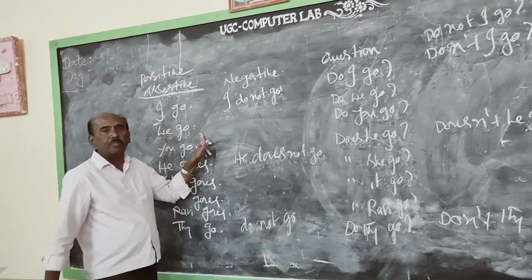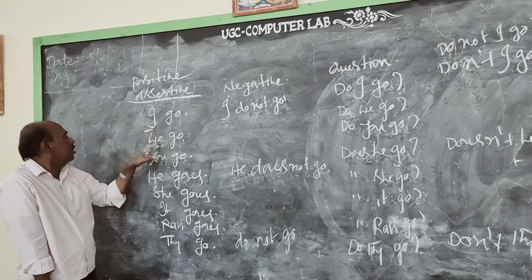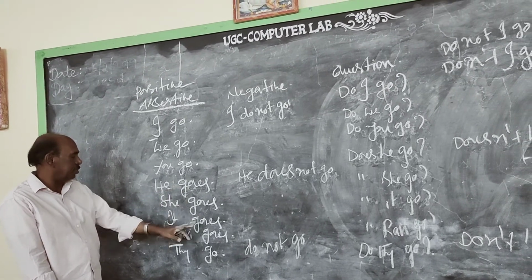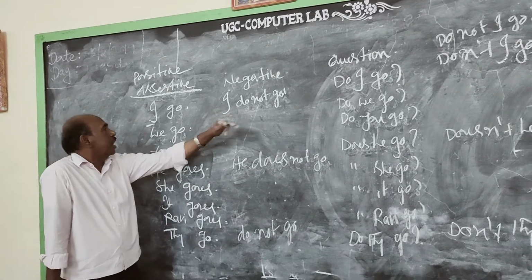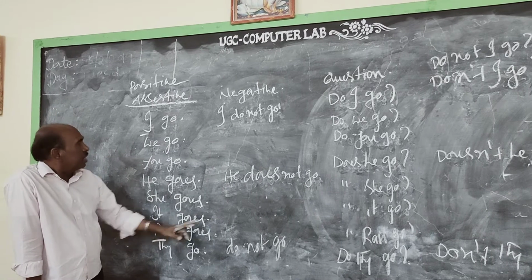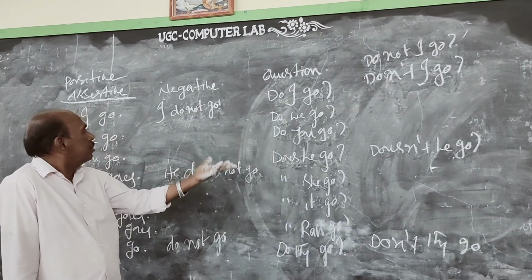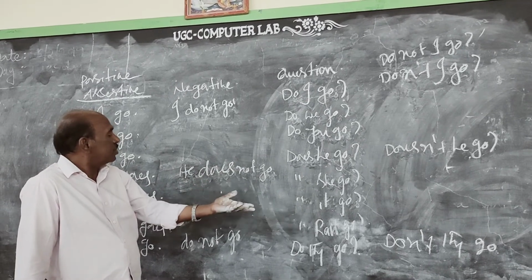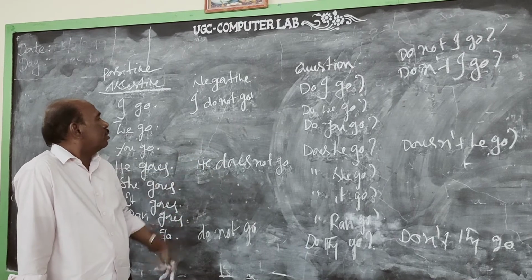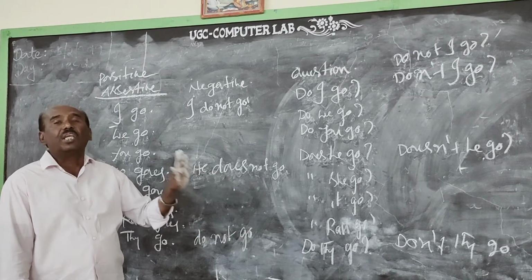See, try to learn the sentences. First, positive or assertive sentence in simple present. I go, we go, you go. For third person singular, we must always be careful. He goes, she goes, it goes, Ravi goes, they go. Negative is, I do not go, we do not go, you do not go, he does not go, she does not go, it does not go, Ravi does not go, they do not go. Question form is, do I go, do we go, do you go, does he go, does she go, does it go, does Ravi go, do they go. And negative question is, don't I go, don't we go, don't you go, doesn't he go, doesn't she go, doesn't Ravi go, don't they go.